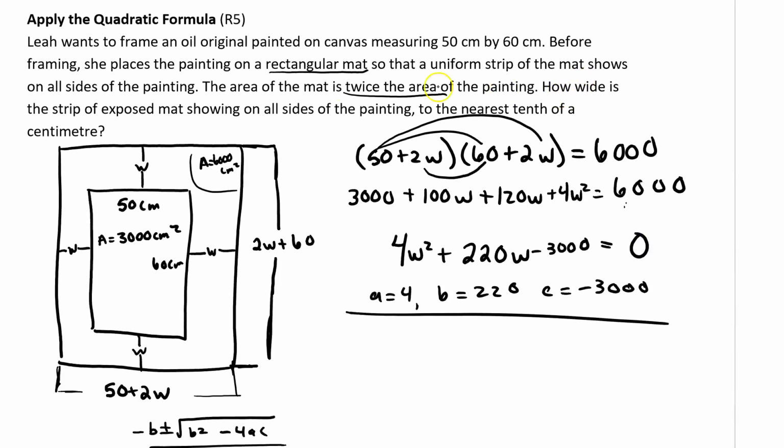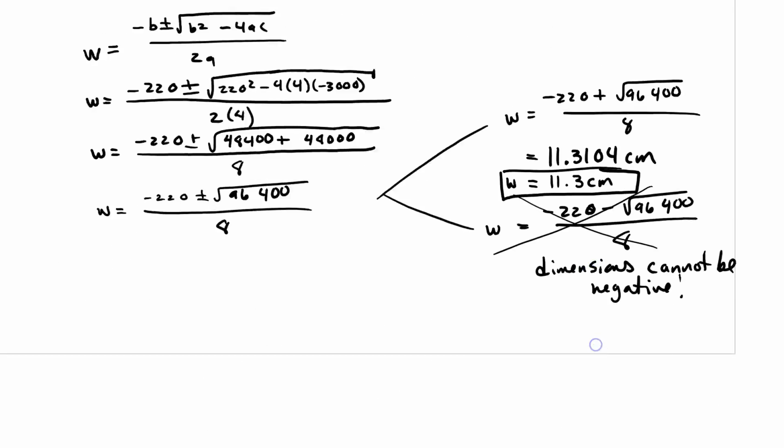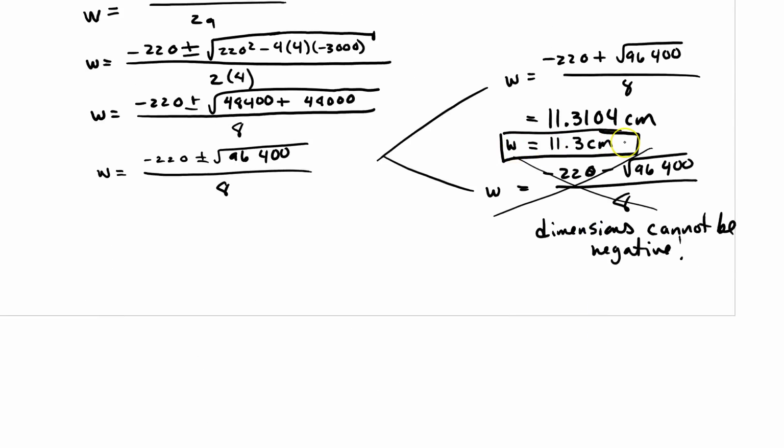So it says right here, how wide is the strip? Well, we solve for W. That means that we solve for the width of it. So we don't have to plug that in. We're not asked for the final dimensions, because then we would have to put it in this expression and this expression to figure it out. But it's just asking us for how wide the uniform strip is. So I think we got it. It's 11.3 centimeters.